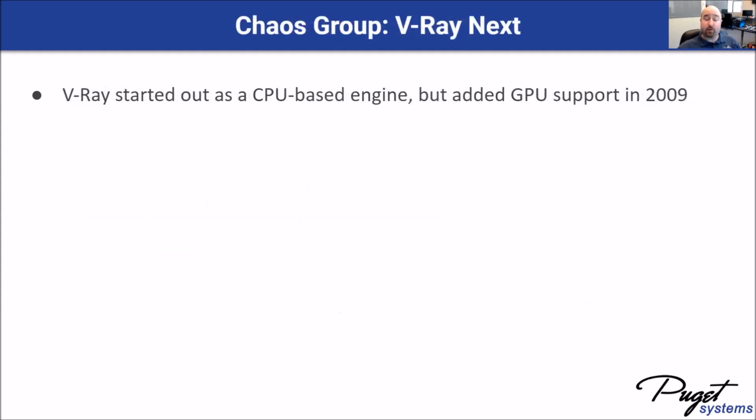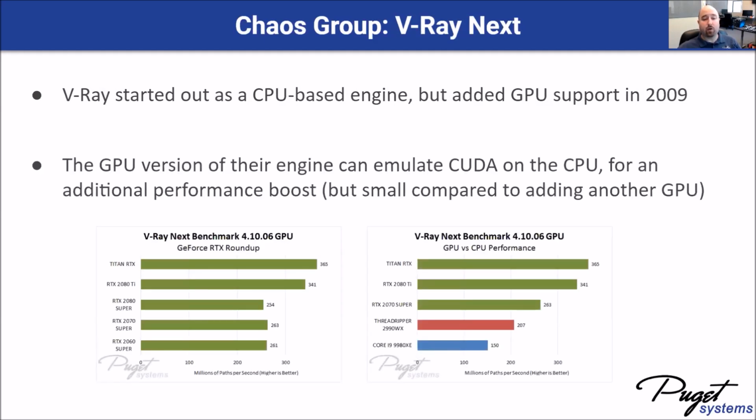In terms of the third software package we're going to talk about, that is V-Ray Next. That's from Chaos Group, and V-Ray's actually been around for a long time. It started out as a CPU-based engine back, I think, in the 1990s, maybe somewhere back there, but they added GPU support in 2009, so not long after CUDA came out. The current GPU version of their engine actually can also emulate CUDA on the CPU for an additional performance boost, but it's kind of small compared to adding another GPU.